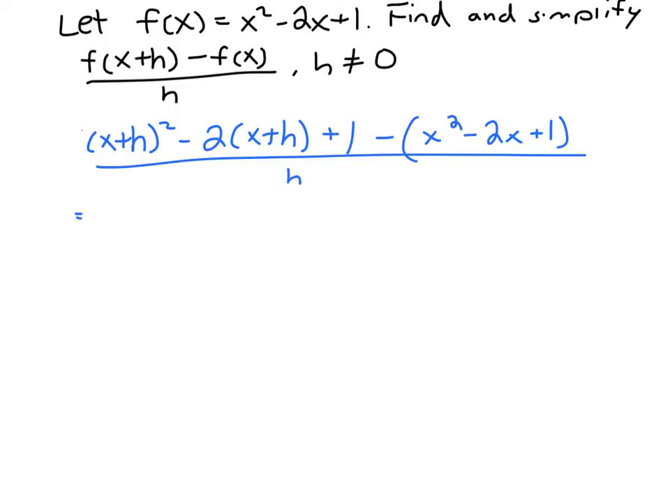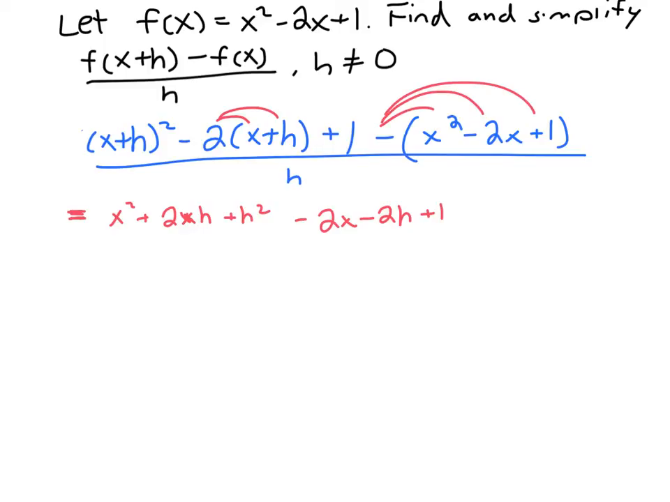I'm going to write the next step in a different color so that it doesn't get mixed up looking. So now let's FOIL this, x plus h squared. That'll be x squared plus 2xh plus h squared. Then I'm going to distribute this negative 2 in. So negative 2x minus negative 2h, then plus 1. And I'm going to distribute this negative sign in. So that would be negative x squared plus 2x minus 1. All that divided by h.